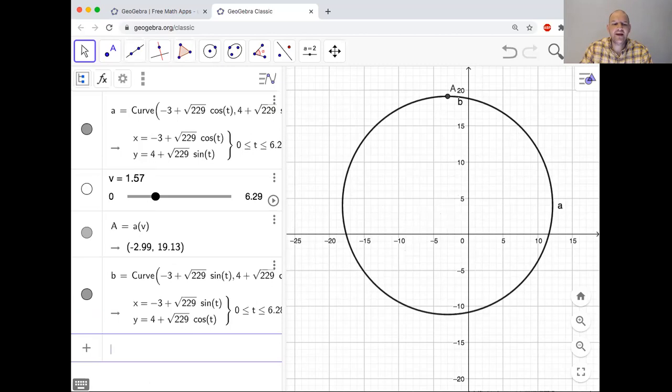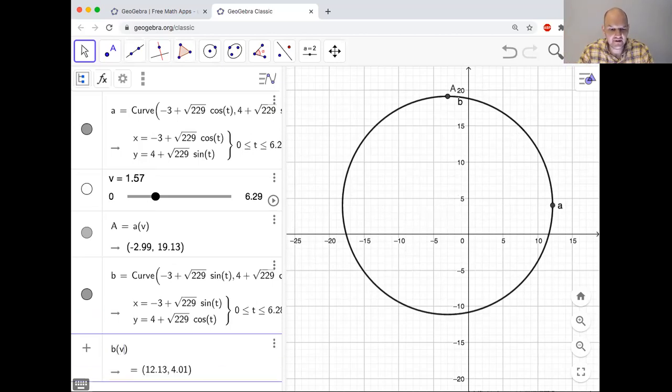Here, I'm going to change this to cosine. So what happens? X starts in the middle because it's sine, and it's going to increase, so you're going to start in the middle and kind of go to the right. And then the y value is cosine, so it starts at the top. So I'm thinking that this is going to start at the top and go clockwise.